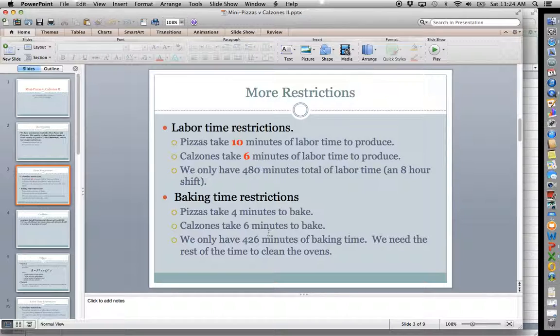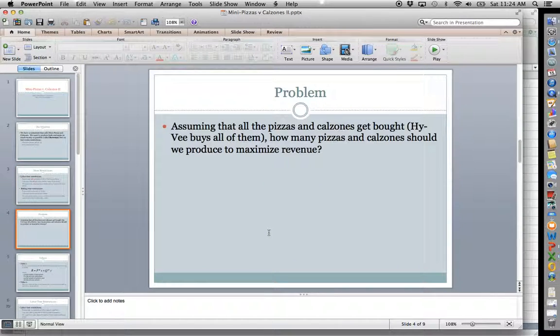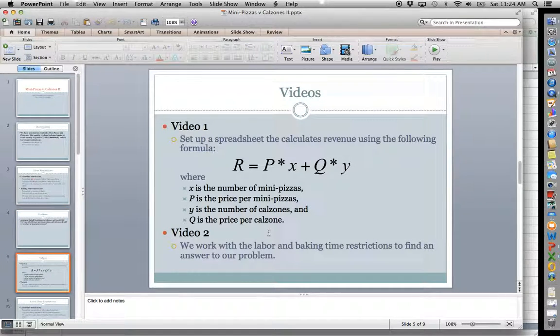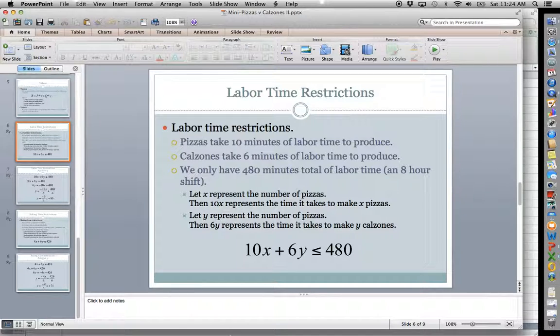So how do we use this to solve the problem, which was: assuming that all the pizzas get bought, how many should we produce to maximize the revenue? In the first video, we did this formula. In the second video, we're going to work with the labor and baking time restrictions to find an answer to this problem. So here are the labor time restrictions. Let me start the slideshow from here.